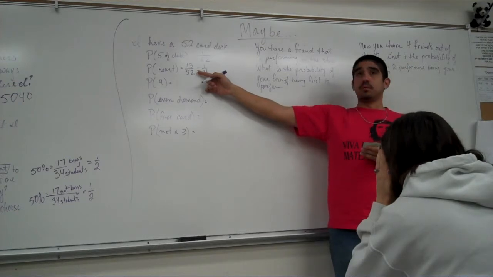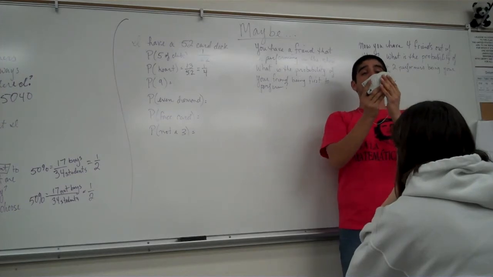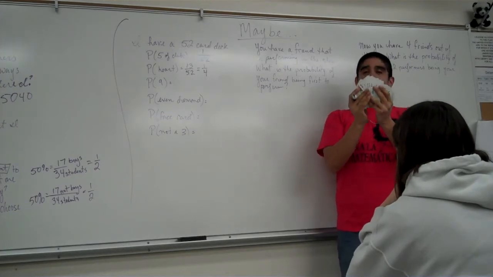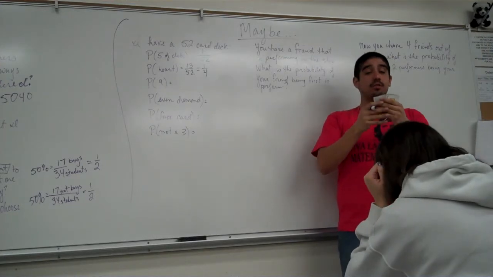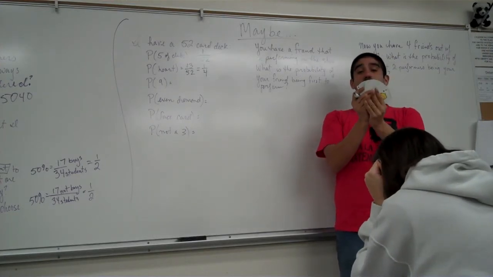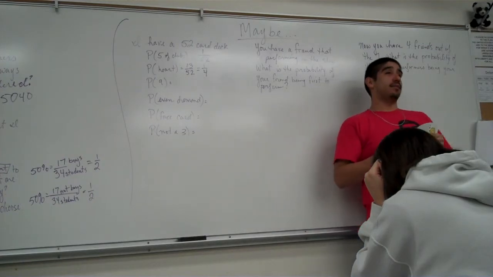Because it's divided by 4. Yeah, there's 13 hearts, because the whole deck is divided up into 4 suits. So 13 of those cards are hearts out of the 52 total. Okay, so 1/4. What about the probability of getting a 9?